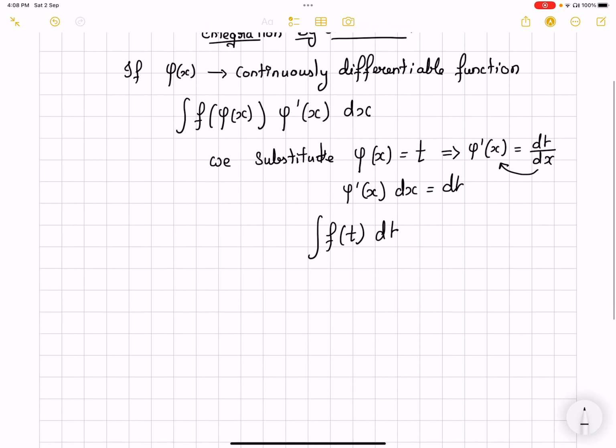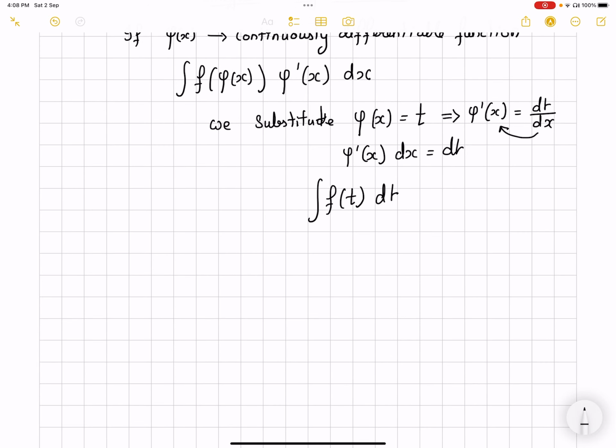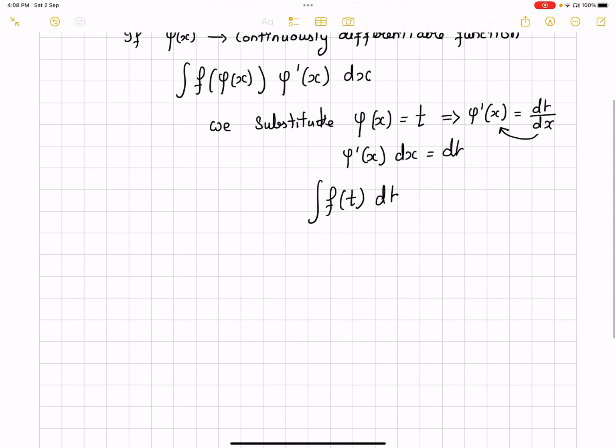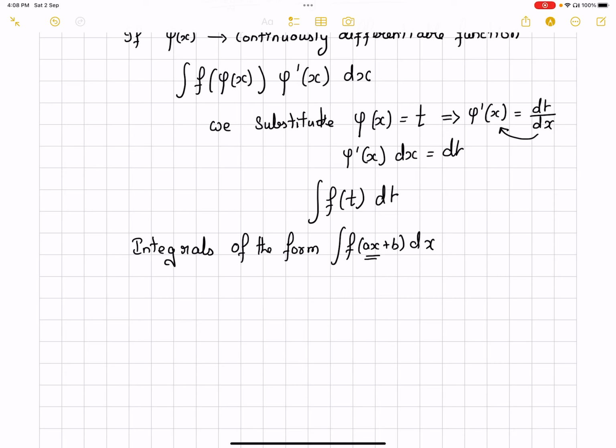Now here, in general, I'm going to go ahead with a few results. Let me write the heading: integrals of the form integral f of ax plus b dx. So I have something of this form. If you observe, this is in linear format. If I have something in a linear format, and before that a constant, how are we going to proceed with our integration?